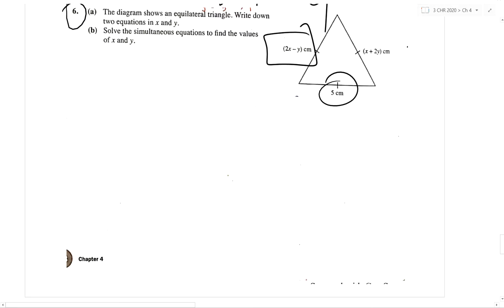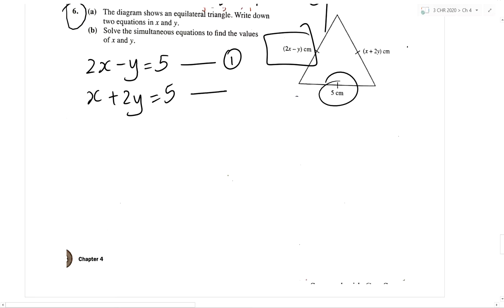Because must be the same, and this is already 5 cm, right? So if they are all 5 cm, our first equation is very straightforward. 2x minus y equals to 5. Do you agree? And we call this equation number 1. Can you write down equation number 2, which you should have as part of your homework? And it should look like this. X plus 2y equals to 5. This is equation number 2.